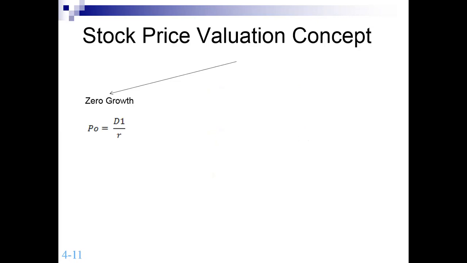Now, student, there are three basic concepts that we use in the Gordon dividend discount model. In the first case, we assume that the company has no growth, meaning the company is paying a constant dividend from year to year.